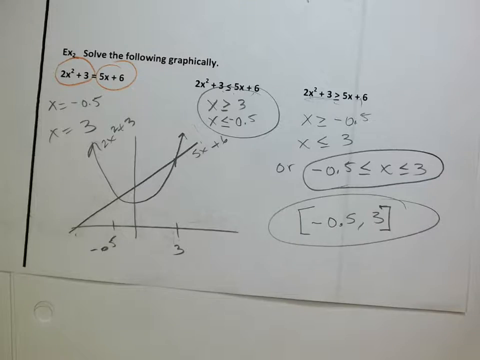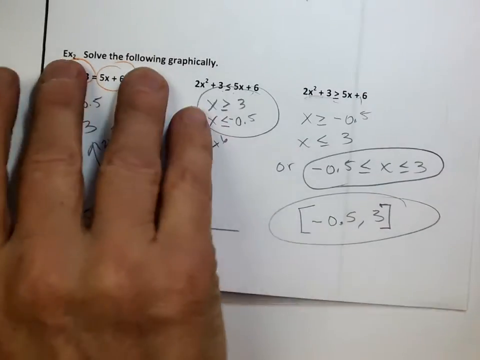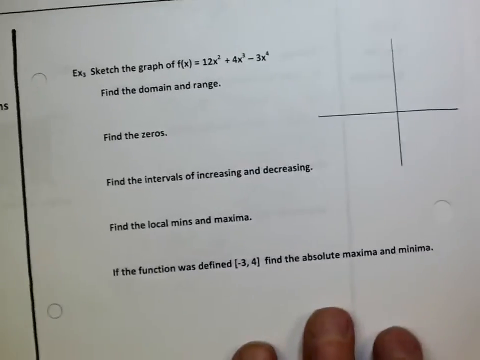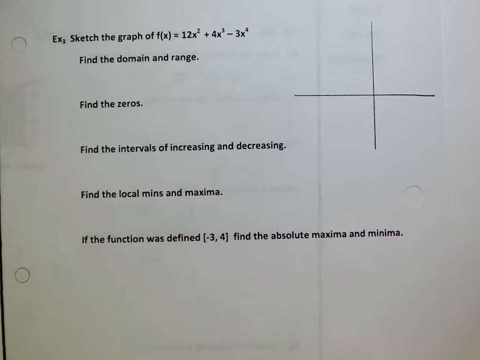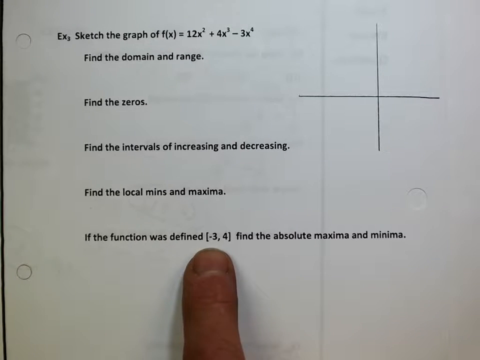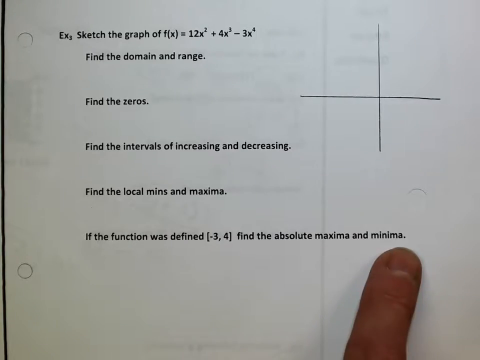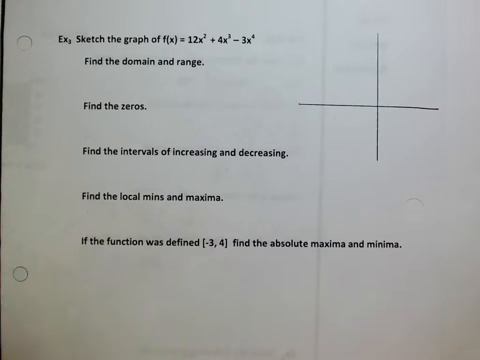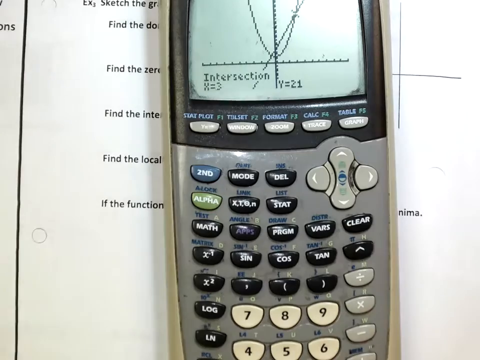Okay, let's turn the page. All right. Example 3. So we're going to have to sketch, and find the domain and the range, find the zeros, find the intervals of increasing, decreasing, find the local mins, local max. If the function is defined between negative 3 and 4, find the absolute maxima and minima. Holy smokes, that's a lot to do. But you know what? Let's put it on the calculator, okay?